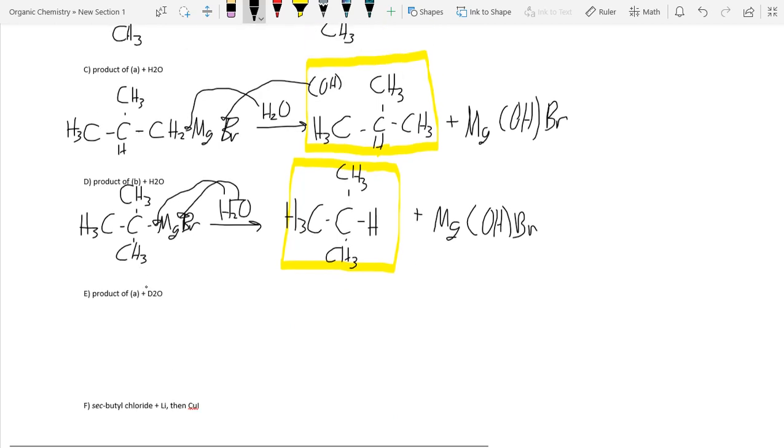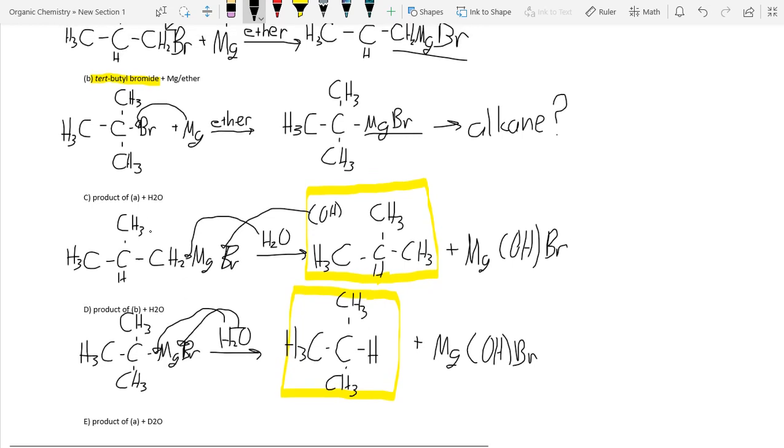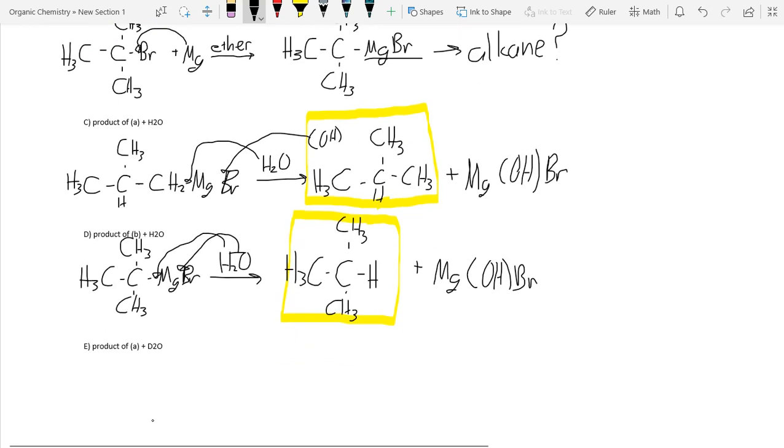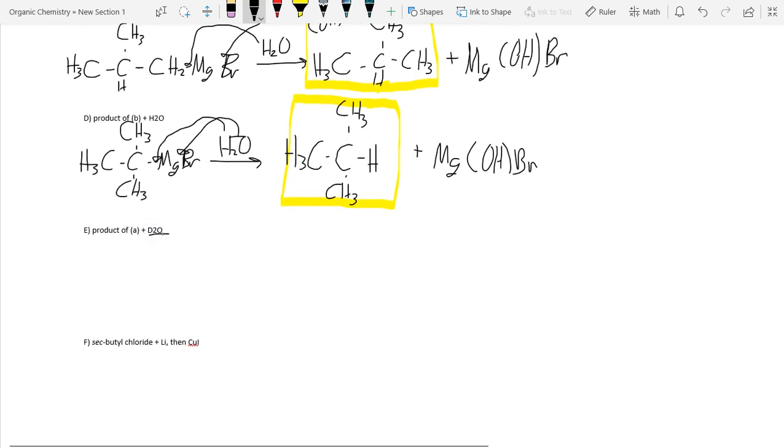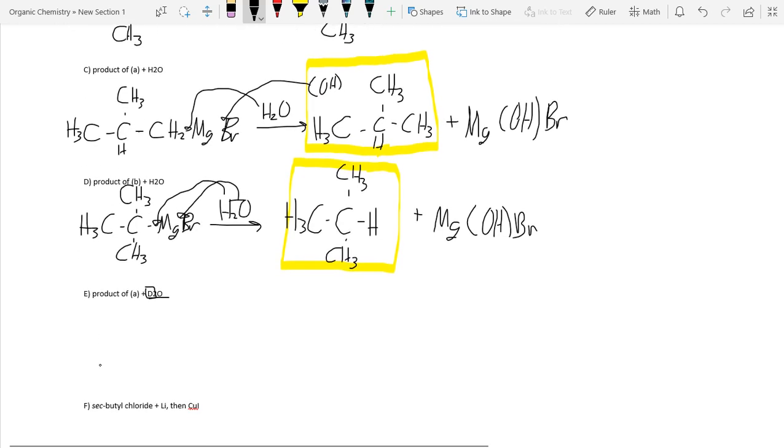Now what would happen if you took the product of A and you added D2O, which is just the same thing as H2O? It's just heavy water. When you see D2O, the D just stands for heavy hydrogen. So this is heavy water. We'll take the product of A, which was CH3, CH, CH3, CH2 MgBr, and you're adding heavy water.